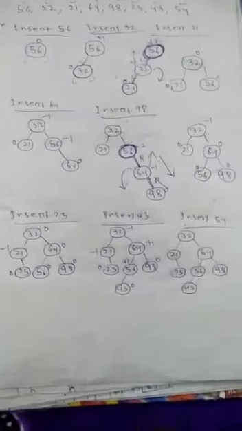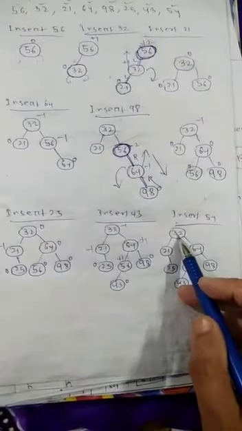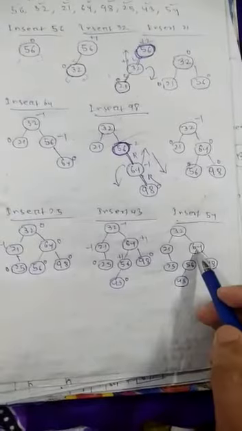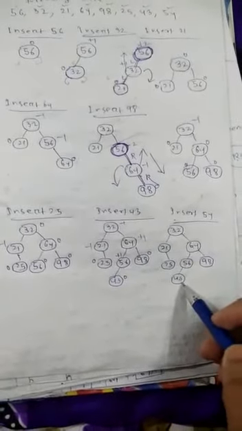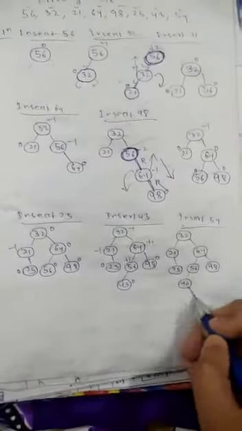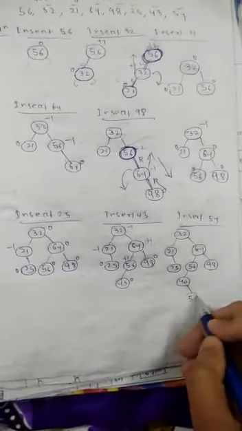Insert 54. 54 is greater than this. Okay, 54 is less than this, and for 54 here is greater than this. So this is the place of the 54. We have to insert according to the binary search tree.